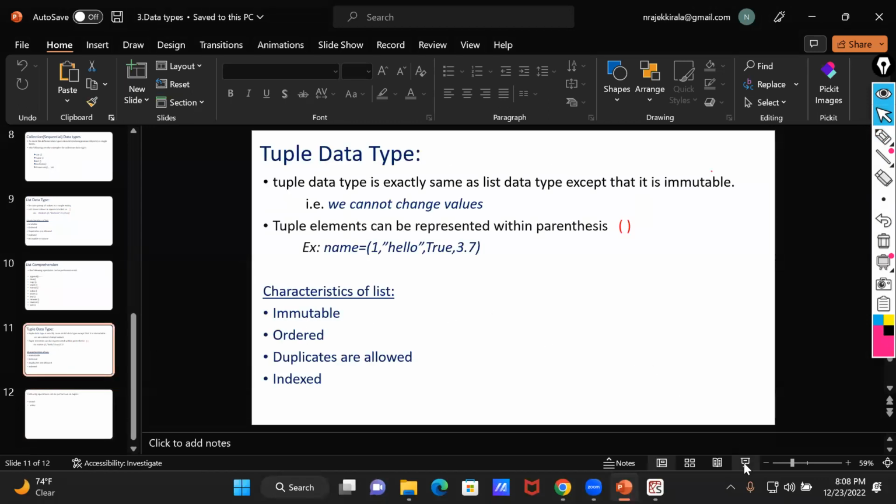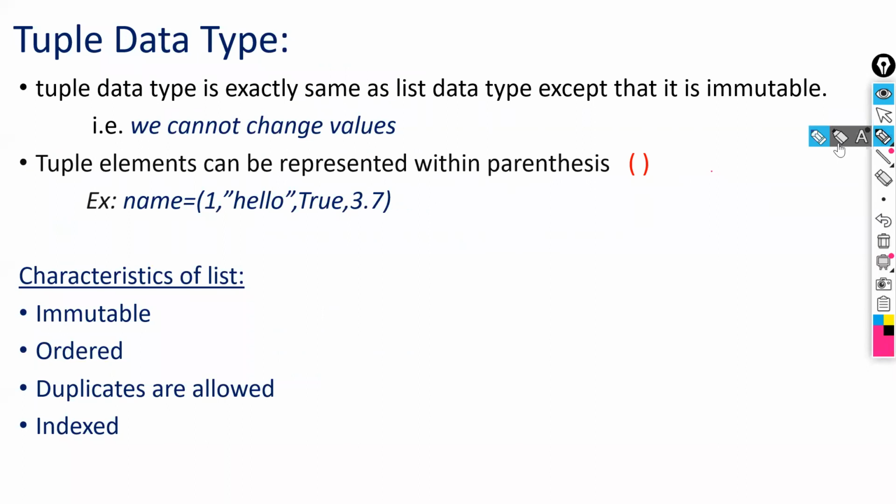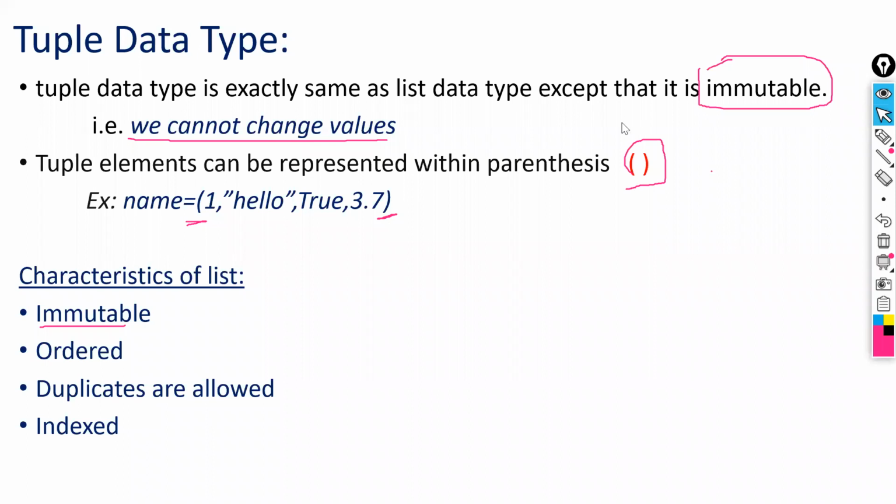Once again I repeat, it is represented in parentheses and it is immutable. Immutable means once we give the values, we cannot change them. Right. Let's get started with some coding. Then we'll finish the class. Let me stop sharing.